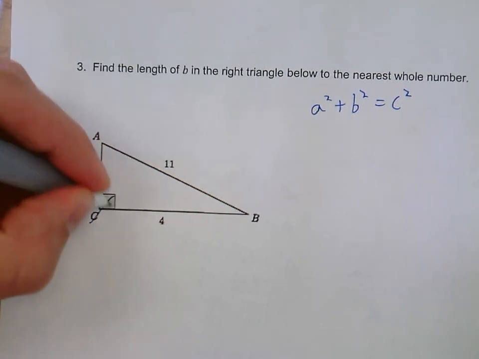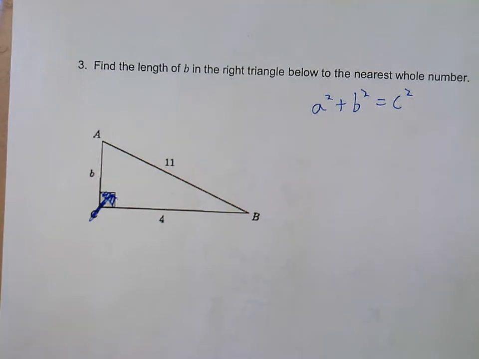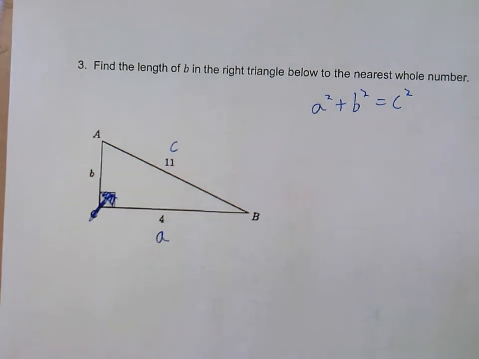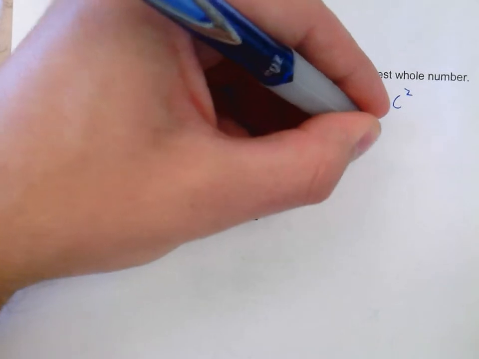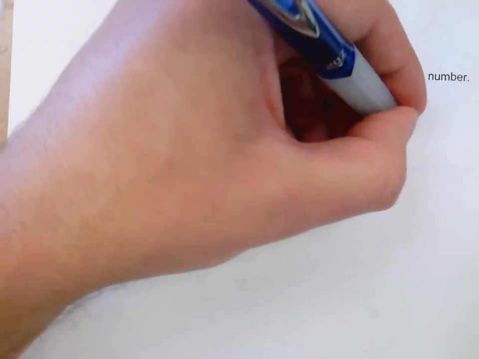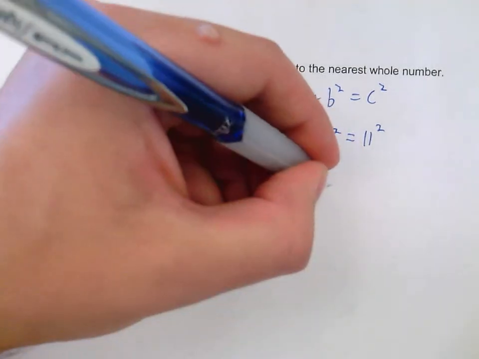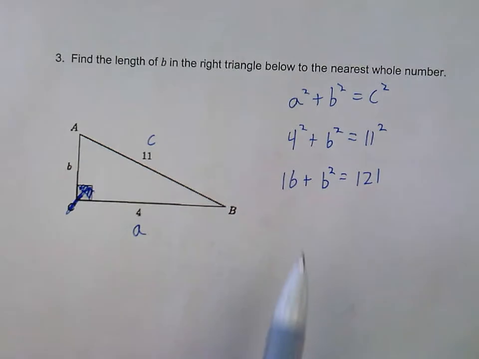Again, arrow pointing towards my c value, or my hypotenuse. Likewise, that's b. So this other one, a. Cool. So 4 squared plus b squared equals 11 squared. 4 squared, 4 times 4 is 16, plus b squared equals 121. I'm sorry, my b looks a little bit like a 6. I've been working on it, but not there yet.